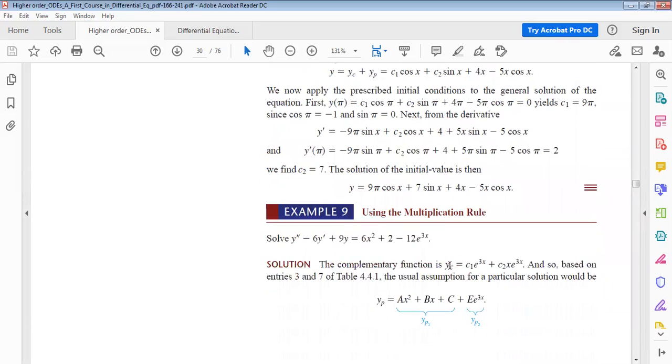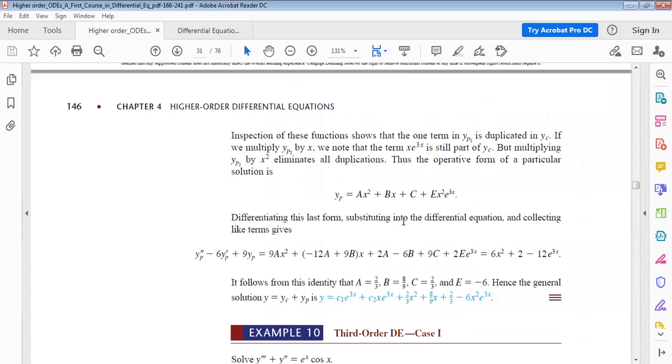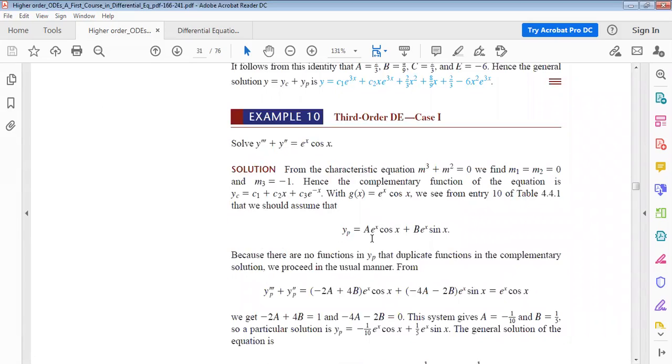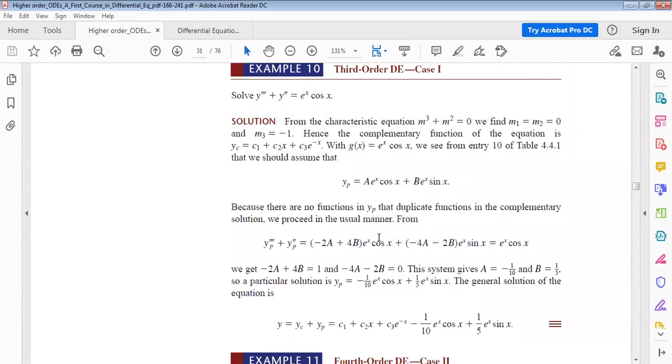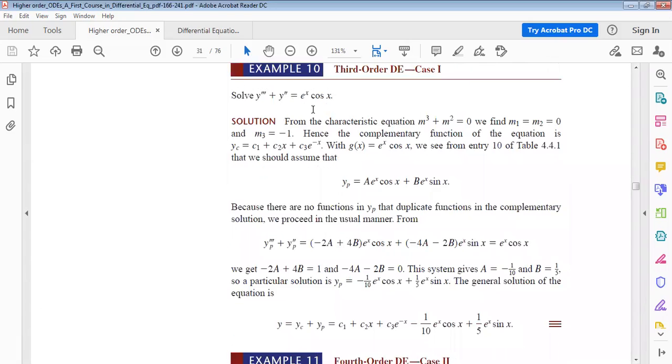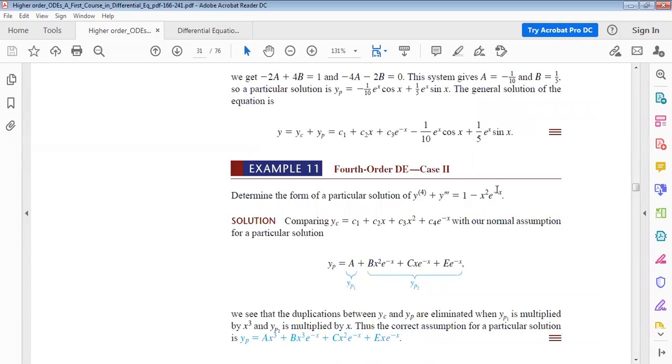A similar process we can use to solve this. This is left for you to try at home. Okay, this is the third order. With a similar process, we can solve the third order differential equation with the undetermined coefficient method. And this is also a fourth order.